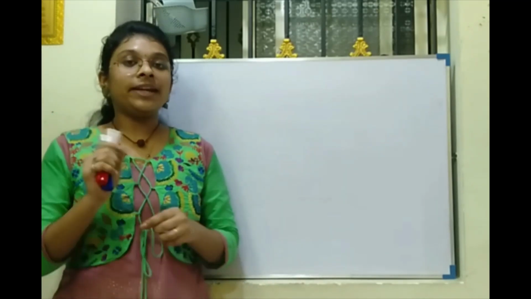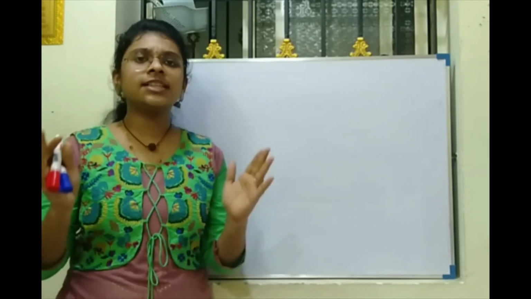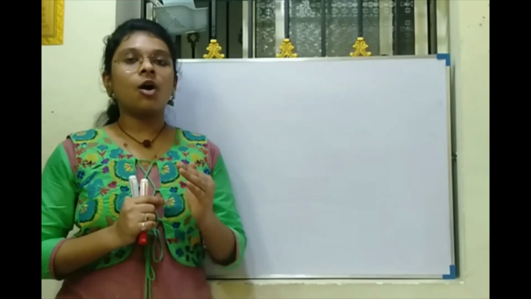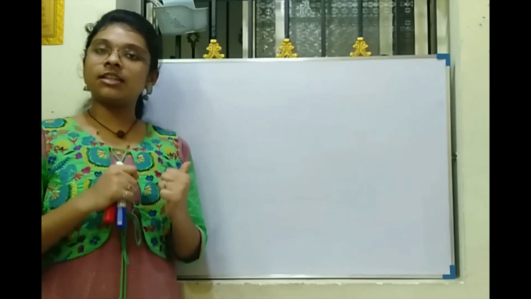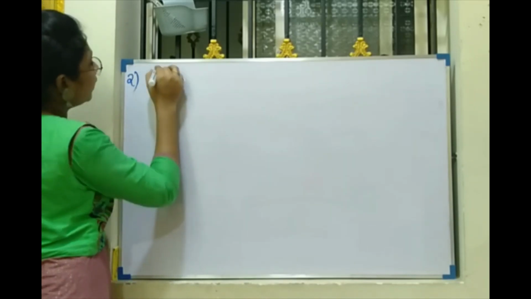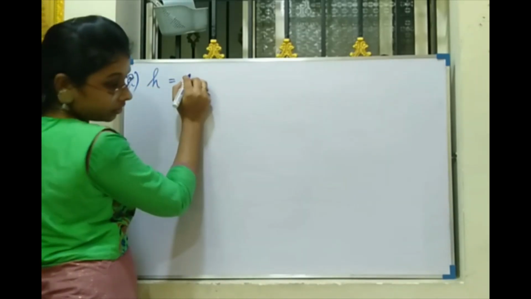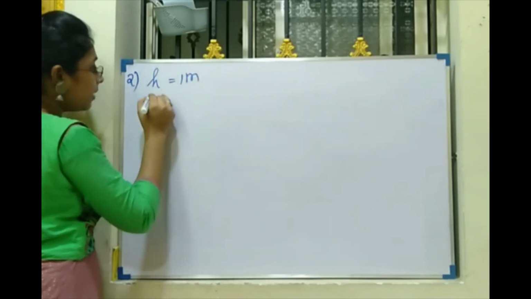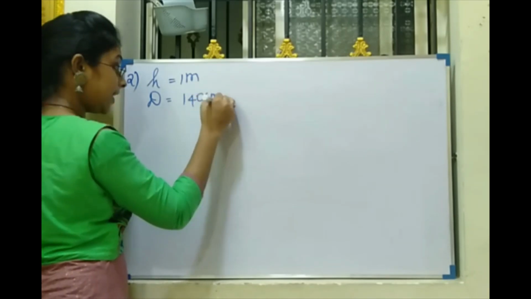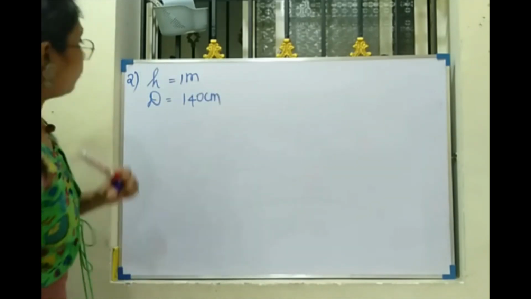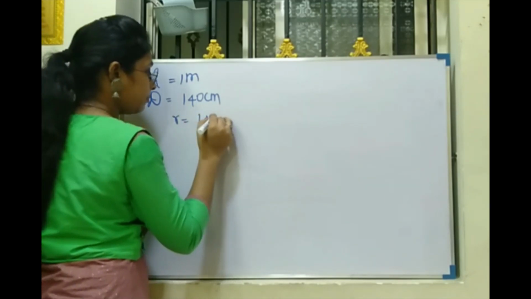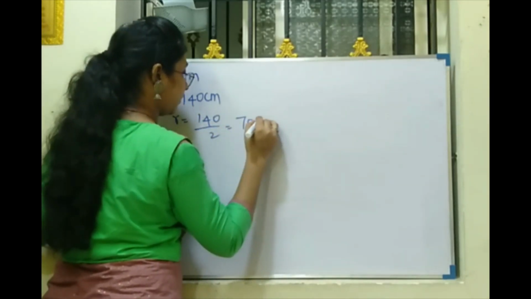Here in this question, the metal sheet is required for closing the cylindrical tank. So that means we have to find the total surface area of the cylinder. Now let's write the given data from the question. Height of the cylindrical tank will be 1 meter and diameter of the tank will be 140 centimeter, where r will be 140 by 2, which is equal to 70 centimeter.